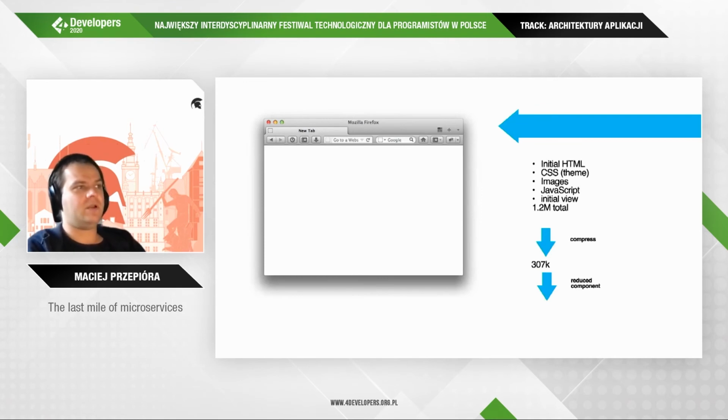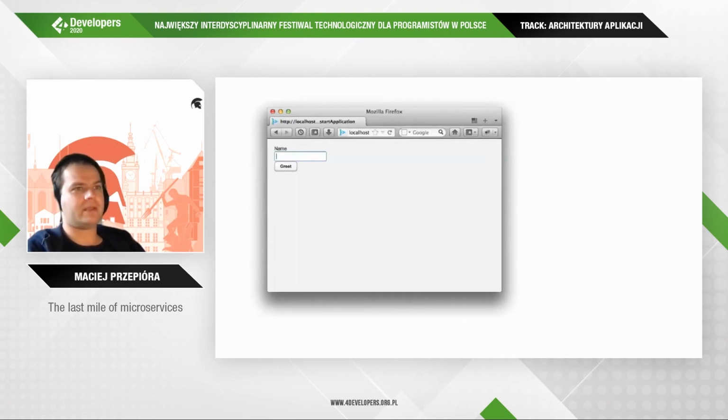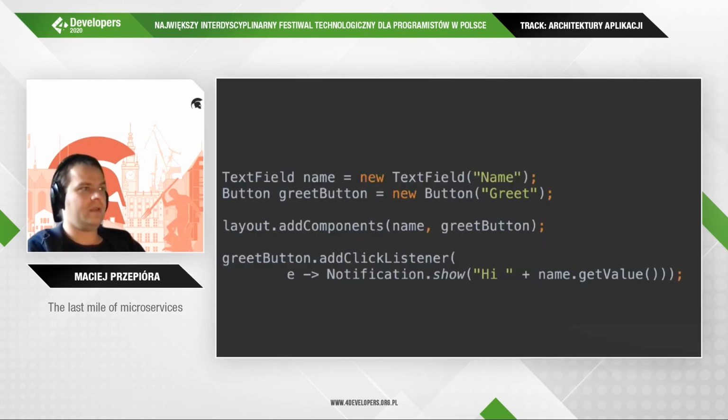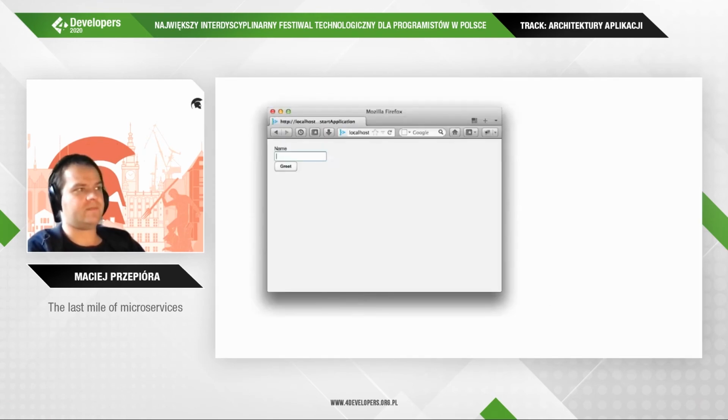And this engine will take care of forwarding all the events to the server side and rendering the responses in the browser. So this usually takes something like 300 kilobytes. So what happens when you access the application with the code that we have here is that we have a text field with caption name. We have a button that says greet. They are added to a simple layout, and that's it.